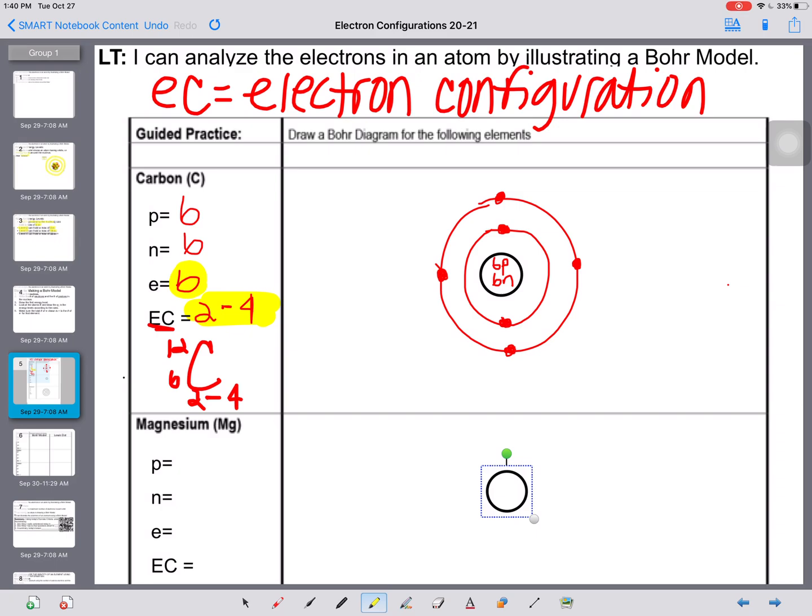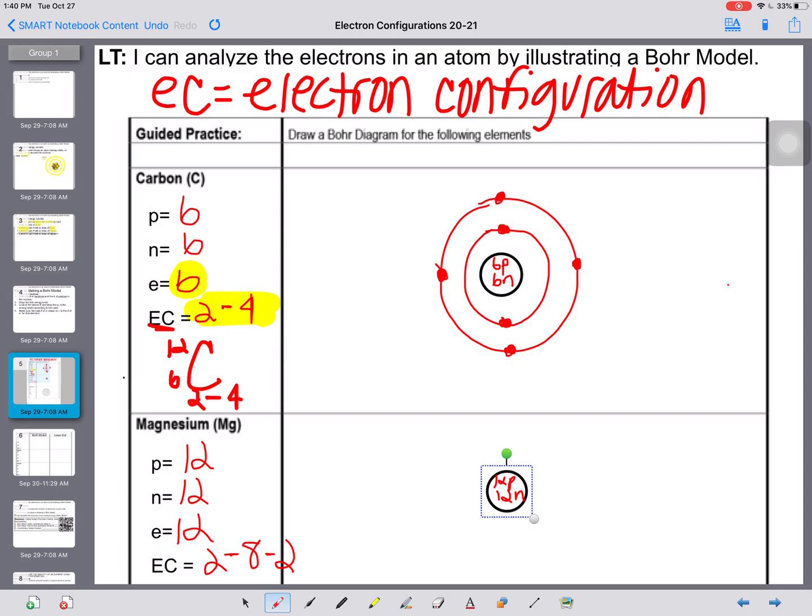Okay, let's do it for magnesium. So magnesium has an atomic number of 12. Therefore, it has 12 protons and 12 electrons. And it has an atomic mass of 24. So the neutrons would be 24 minus 12, which is also 12. So we have, I'm sorry, not 24, 12 protons and 12 neutrons in the nucleus. Now, we're also going to jot down the electron configuration. The electron configuration of magnesium is 2-8-2.